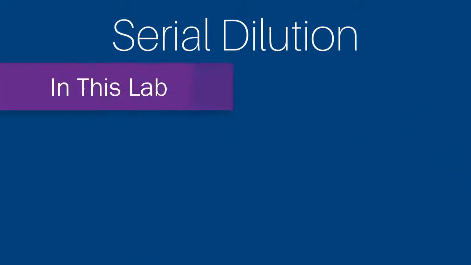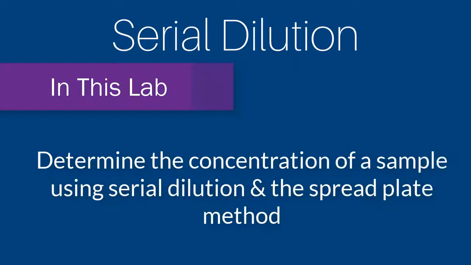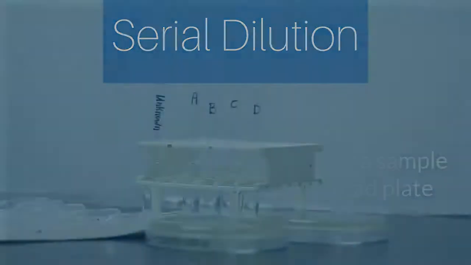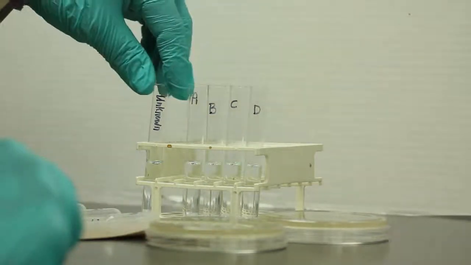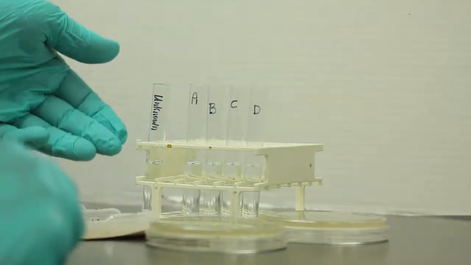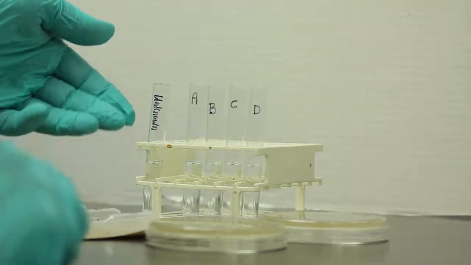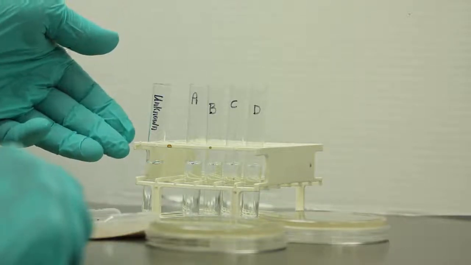For this lab exercise, we'll find out the concentration of an undiluted sample of E. coli in conjunction with the spread plate method of inoculation for counting microbes. Let's begin. So as you can see, you're going to start with an unknown concentration of E. coli. In other words, there are E. coli cells in this liquid sample, in this liquid suspension, but we do not know how many there are.